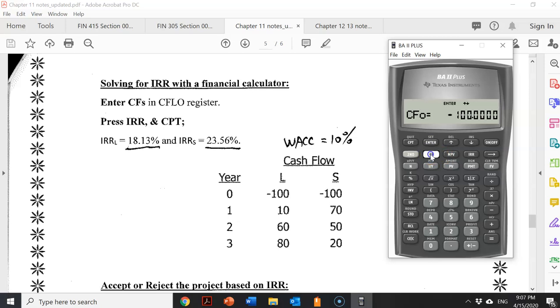Okay, then we go to cash flow. We change cash flow 0 to -100, cash flow 1 to 10 for project L. Cash flow 2 should be 60, cash flow 3 should be 80, enter. Okay, no cash flow 4. Go to IRR compute. We have 18.13% as our IRR for project L.